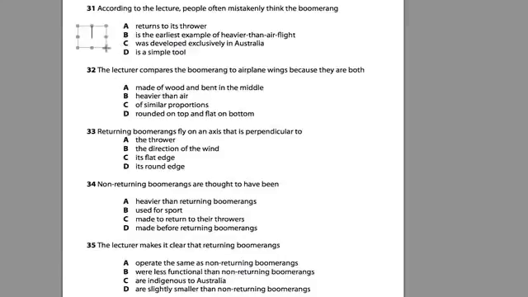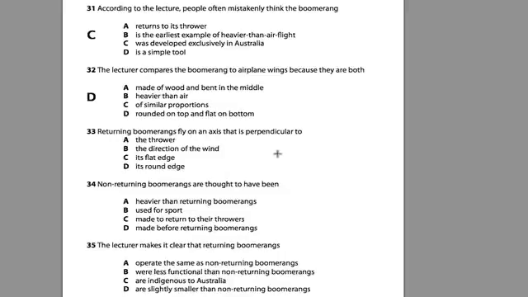I guess I can write these as we go along. Okay, the lecturer compares the boomerang to airplane wings because they are both. Now, he talks for a good 20 seconds about the similarities between airplane wings and a boomerang. Made of wood and are bent in the middle. The bent part is true. He mentions that. He doesn't say anything about being made of wood, though. Heavier than air? No. He doesn't mention that. That could be true. Of similar proportions? Again, not really mentioned. Rounded on top and flat on bottom. That's the answer. That's what he states. They both have a rounded top and they're flat on bottom.